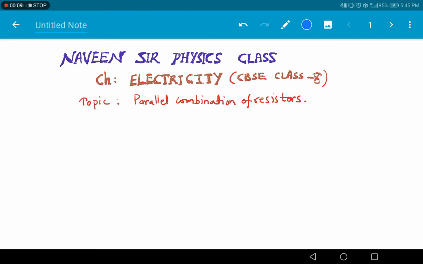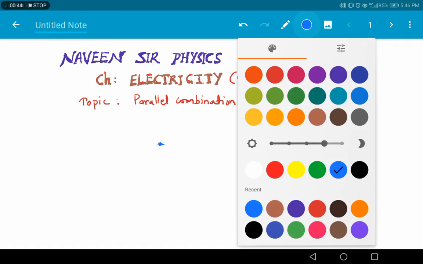So today we are going to discuss parallel combination of resistors. In the last class we already studied series and parallel combination of resistors. In the same way we also derived the expression for effective resistance in series combination of resistors. Now we are going to discuss parallel combination of resistors and the expression for the effective resistance in parallel combination of resistors. Okay, let us start the class.